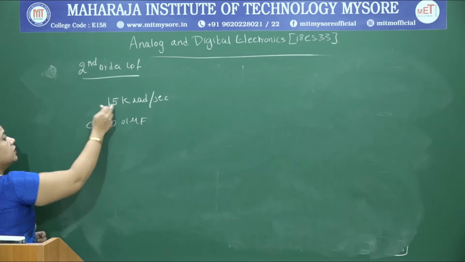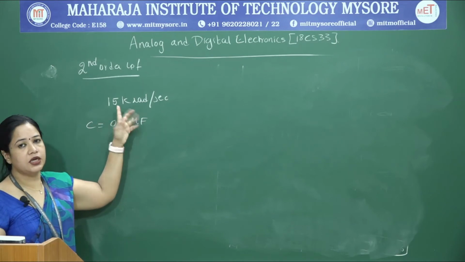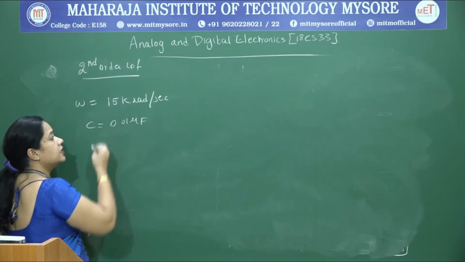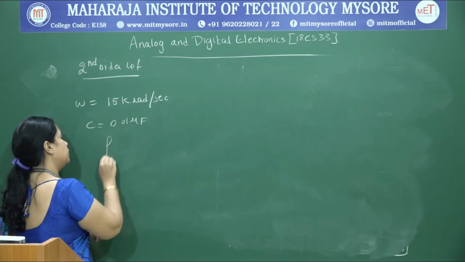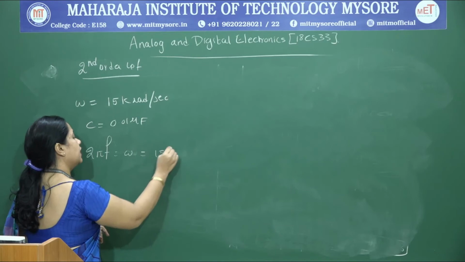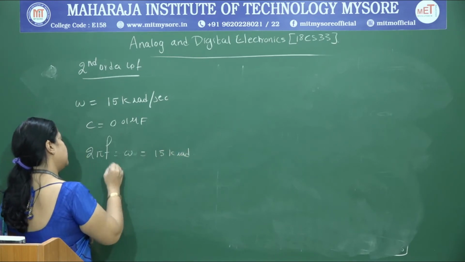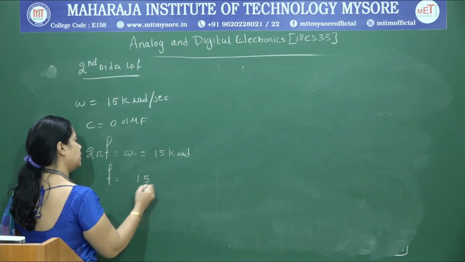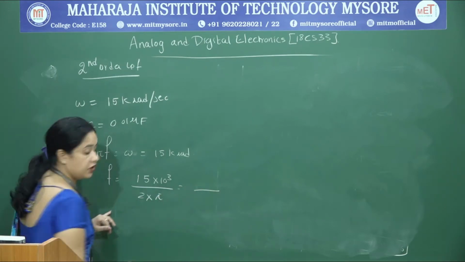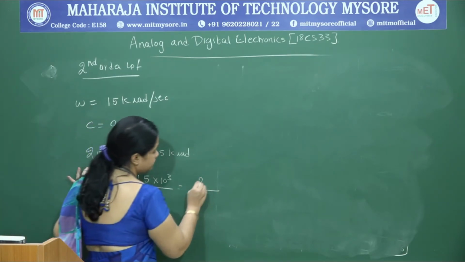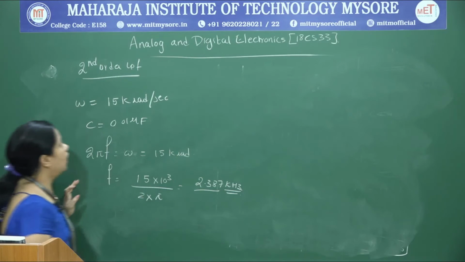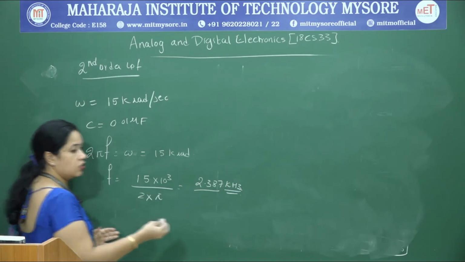Please note here you are given the angular frequency and not the frequency. You are aware what angular frequency is, omega. So, omega is 15 kilo radians per second. I am to determine f; 2 pi f is omega, which is 15k radians per second. So, with this I will determine f is going to be 15 into 10 power 3 by 2 into pi. So, the frequency we get is 2.387 kilohertz.